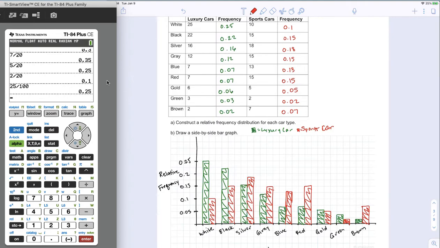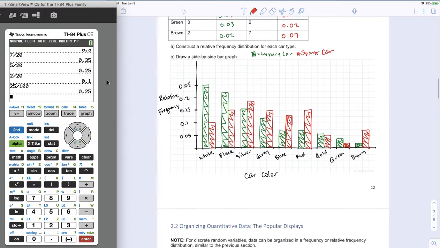Okay, so you can see that looking at a side-by-side bar graph gives you more of a visual of the comparisons. Like, wow, luxury cars, a lot more of them are white than sports cars. There are more red sports cars than red luxury cars. It's something to look at other than just kind of looking at a list of numbers, which may be a little bit more difficult to compare.